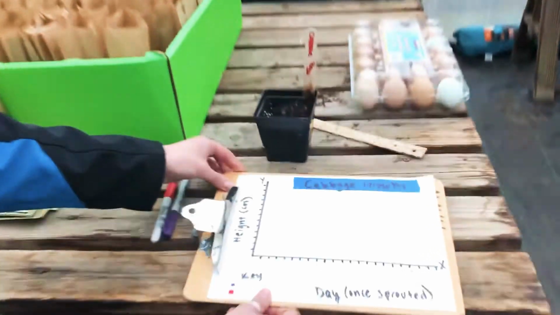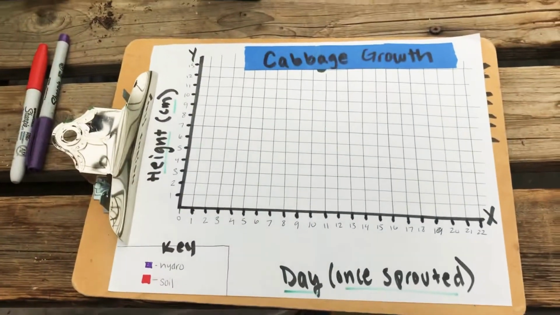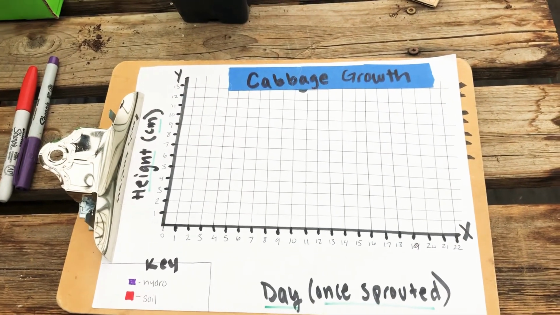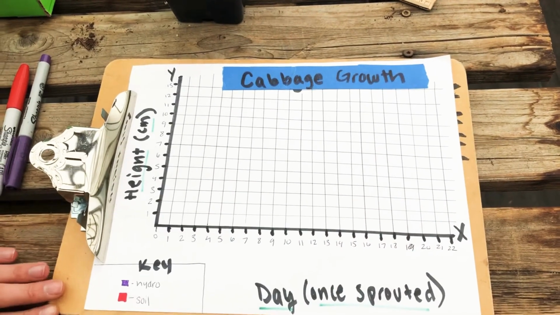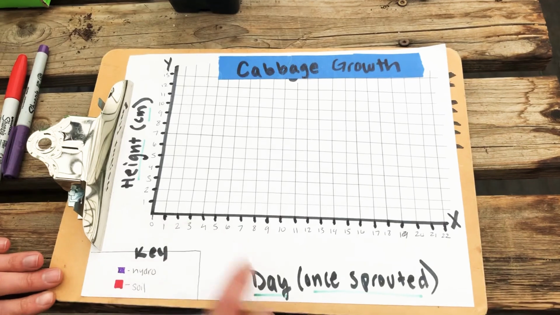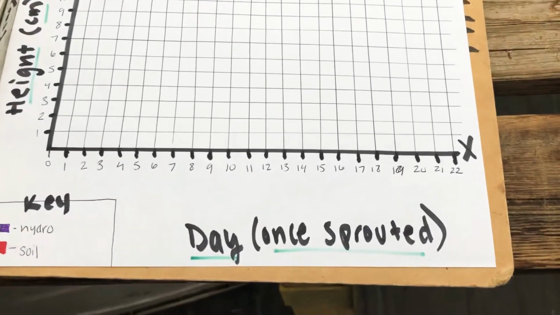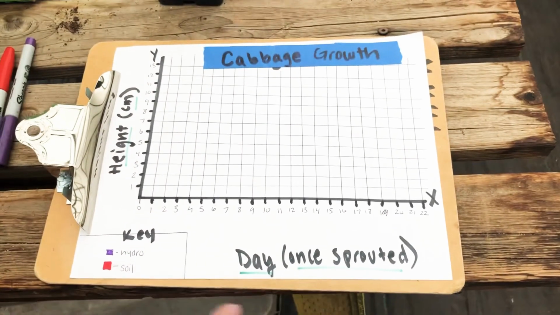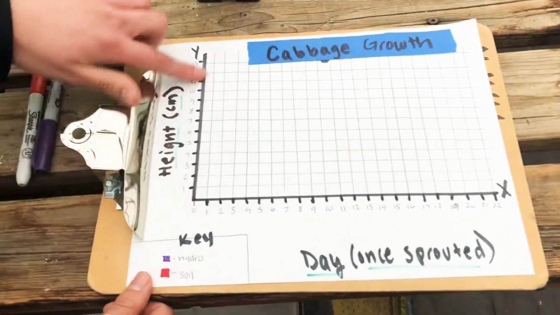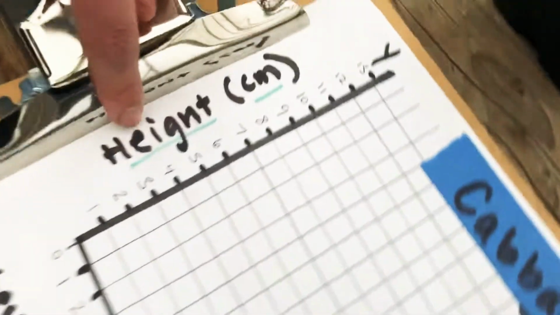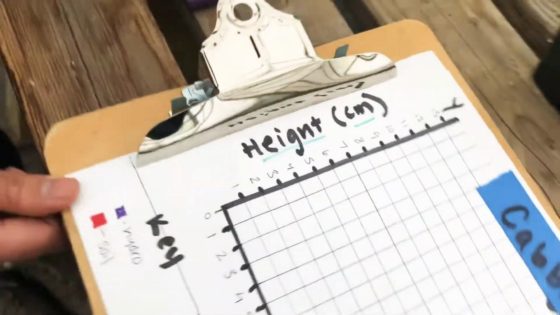On here, you'll see we created a graph to measure our cabbage plant's growth. We've got our title on our graph, and we titled our x-axis down here as day for the plant that we measure, but that's once our plant has sprouted. Then over here on the y-axis, we've got the height of our plant, and we're going to measure that in centimeters.